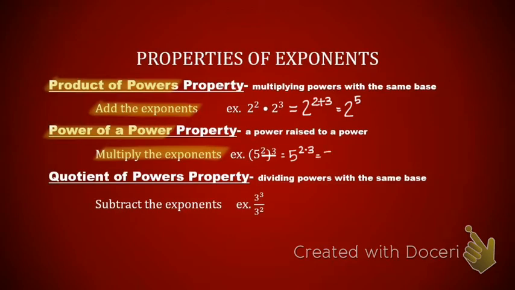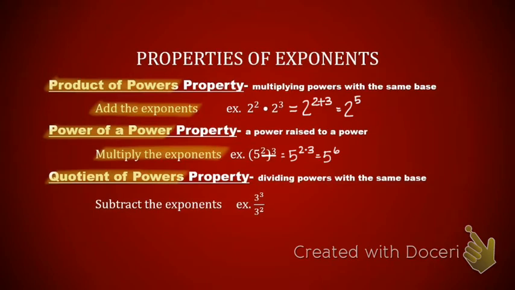So hopefully you can easily remember the base stays the same and you are multiplying 2 times 3. What is 2 times 3? 6. So 5 to the 6th power, or 5 to the power of 6. Now, the last one we're going to look at right now is the quotient of powers. Now, the quotient is the answer to what kind of a problem? Go back to elementary. A division problem. So this is when you are dividing powers with the same base.